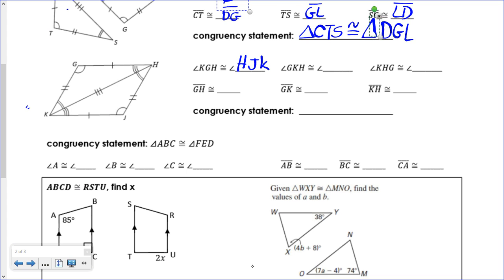Using the markings to guide me. The next one over is going from G to K to H, which is single, double, triple. How do I do that in the bottom triangle? J, H, K. Does everyone understand how I'm using the symbols to help me? All right, what about KHG, which is double, triple, single? H, K, J.